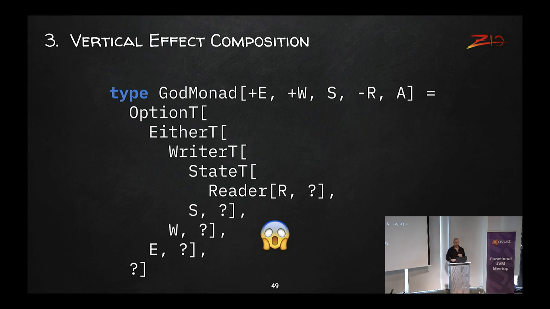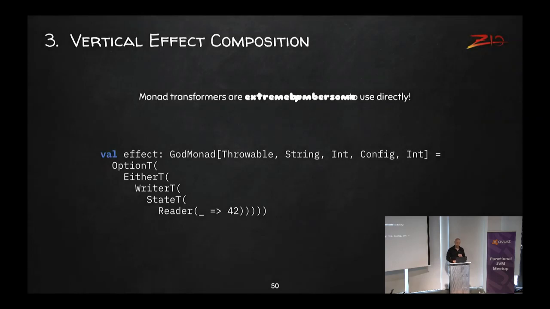This is OptionT on top of EitherT, on top of WriterT, on top of StateT, on top of Reader. So we have all the effects in one God monad. That's not very pretty to look at, but we can deal with it. The real drawbacks are that it's not very pleasant to use a deeply nested stack of monad transformers. It's very painful because every time we want to construct a value somewhere inside that stack, we've got to do a lot of wrapping to get it up to the right level.